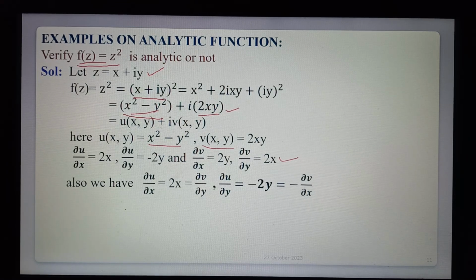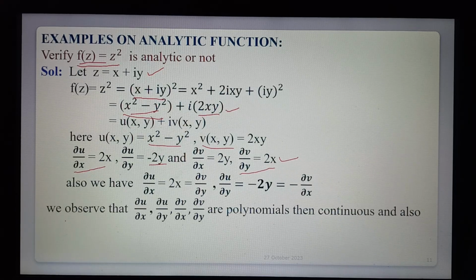The Cauchy-Riemann equations: dou u by dou x is equal to dou v by dou y. Observing, both are equal, children. Dou u by dou x is equal to 2x and dou v by dou y is equal to 2x, equal. That is the first equation. Second equation, dou u by dou y is equal to minus dou v by dou x. So dou u by dou y is equal to minus 2y, dou v by dou x is equal to 2y, and the minus sign is there, children. Both are equal but opposite in sign. So dou u by dou y is equal to minus dou v by dou x.